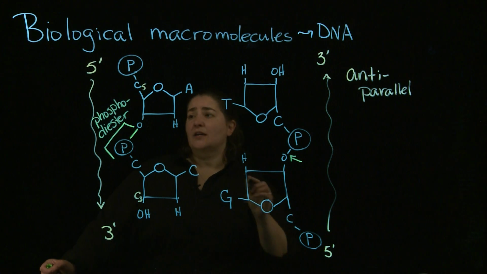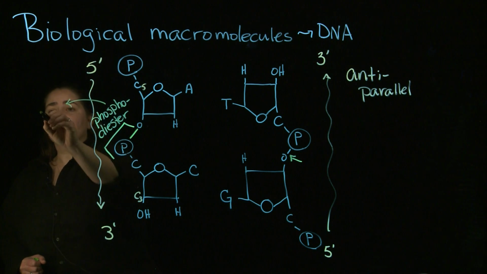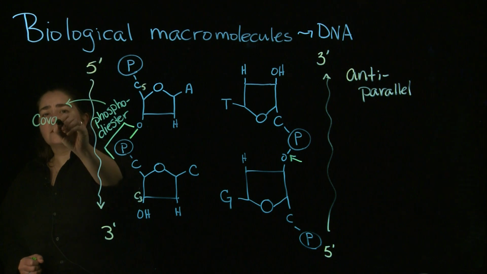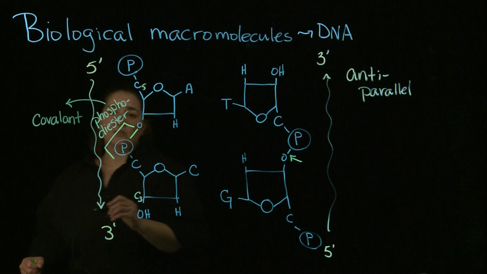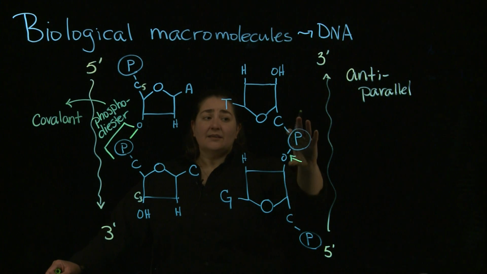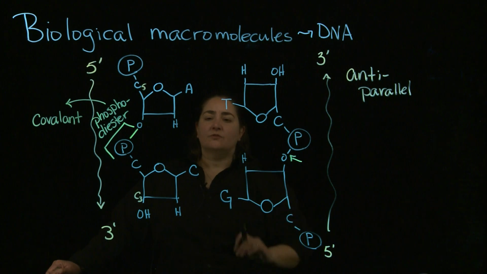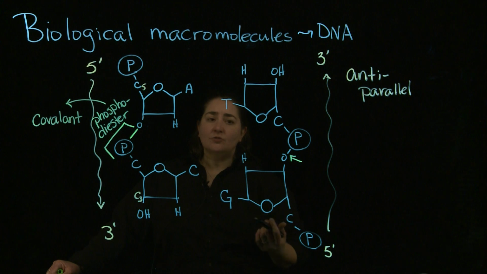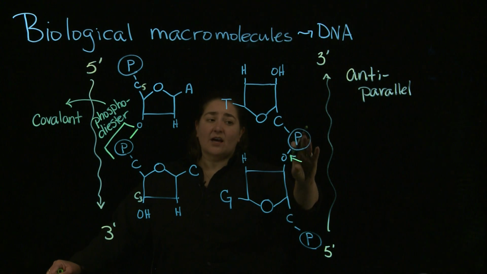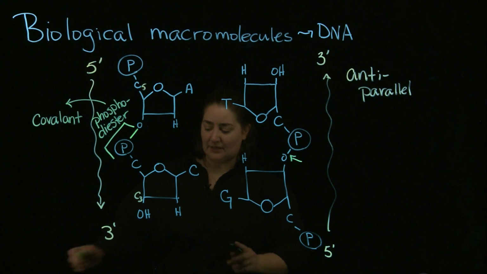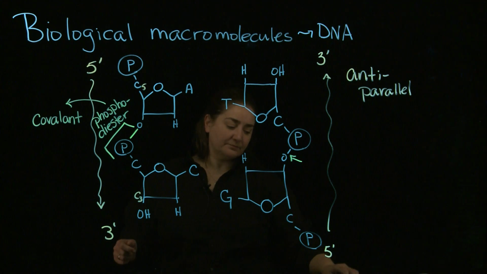That phosphodiester bond, again, is a type of covalent bond. So this is a really strong bond. You're going to hold those sugars and those phosphates together using a good bit of force. It's going to take a lot to break that apart, and that's going to be important.